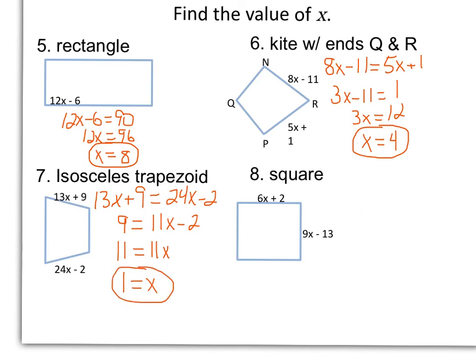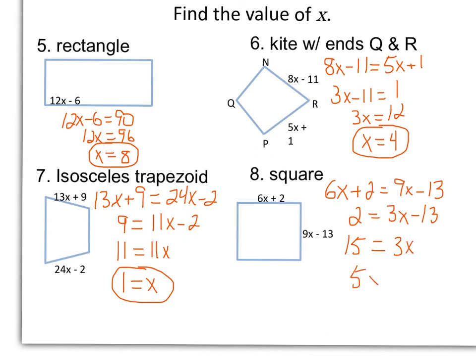Alright, and for our last example, we have a square. So remember, in a square, all our sides are congruent. So again, we can say that 6x plus 2 equals 9x minus 13. I will subtract 6x from the 9x, 3x minus 13. Then adding 13, I have 15 equals 3x. And finally dividing by 3, we get that x is 5.